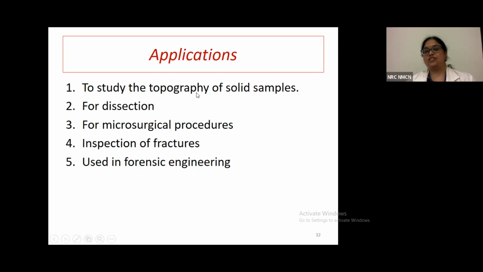So the applications are to study the topography of a solid substance. In the medical field, we use it for dissection or microsurgical procedures, or for inspection of fractures, and it can be used in forensic engineering as well.